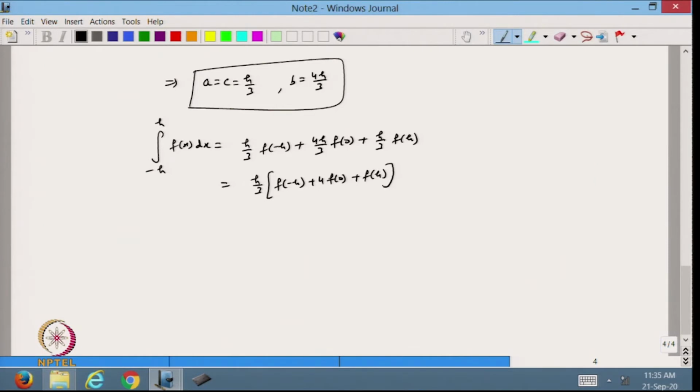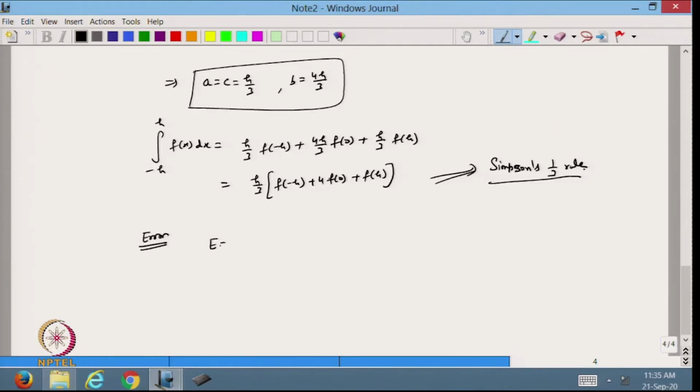And if you see from here, this is coming the same as the Simpson 1/3 rule, because in that case also we have the value of the function at 3 points and we are able to find the result. So, this is similar to the Simpson 1/3 rule. Now, the error we want to find.